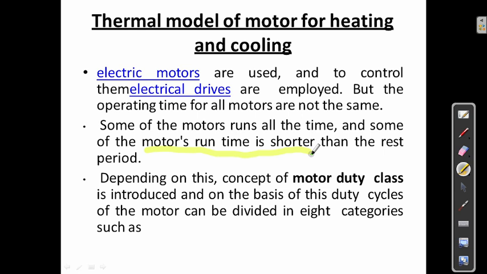If a motor runs only briefly, it still generates heat. For example, take our mixie. A motor running only for a short duration will have more heat over there. Likewise, a motor that runs for a longer time is chosen to have less heat. In other cases the run time is very short compared with the rest period.